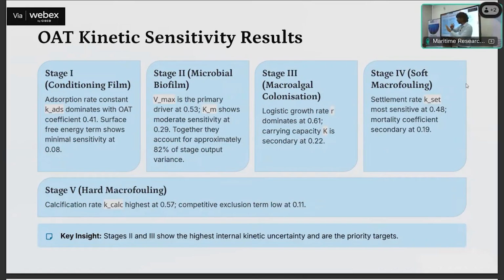So each stage forms a conditioning film first, and then slowly it builds over that. Another key insight this gives us is that hard macro fouling is the thing that causes the most penalties. From stage 1 until stage 4, it's very gradual, but as soon as the hard macro fouling starts, the penalties shoot up abnormally. So this is where we have to tackle the issue.